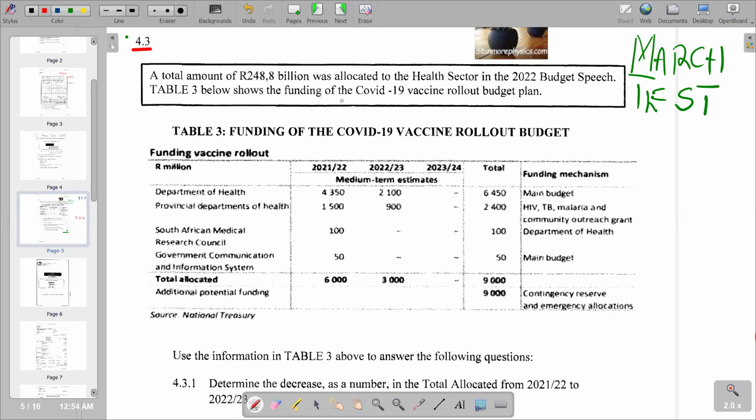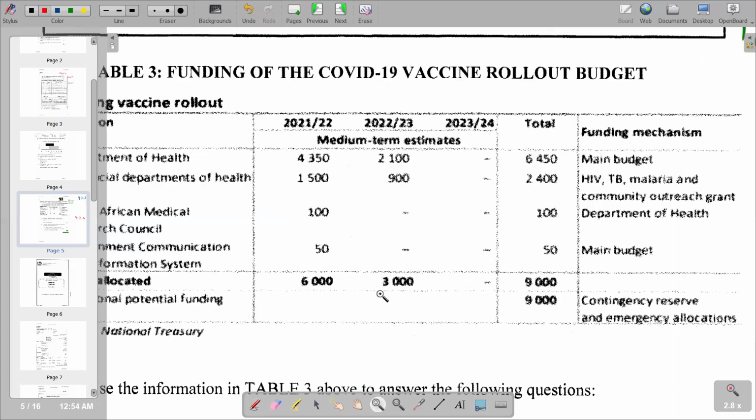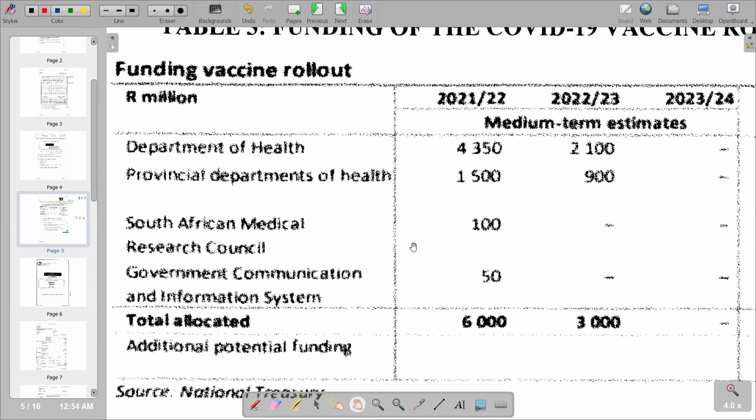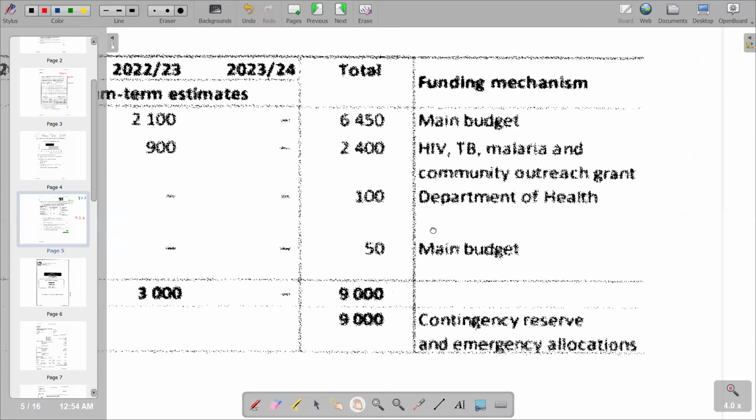Table 3 below shows the funding of the COVID-19 vaccine rollout budget plan. We are given table 3, funding of the COVID-19 vaccine rollout budget, which obviously you need to go through before you start to answer the question. So this is the information that we have according to the table. You can just try to see what we have in our table.